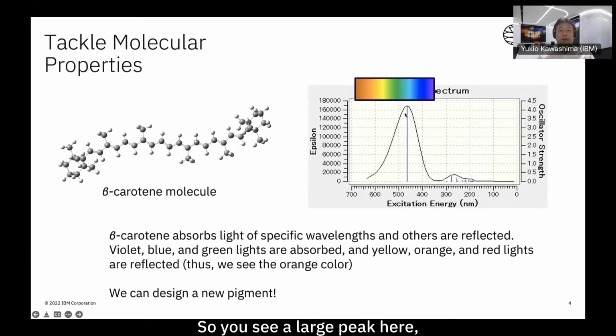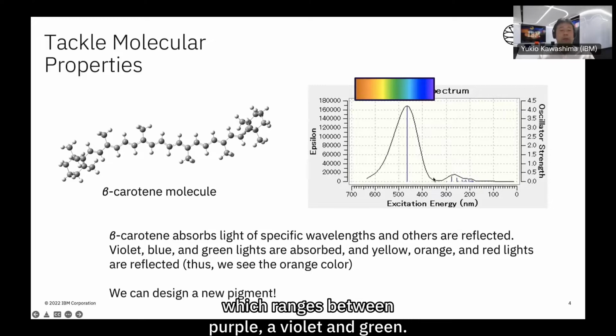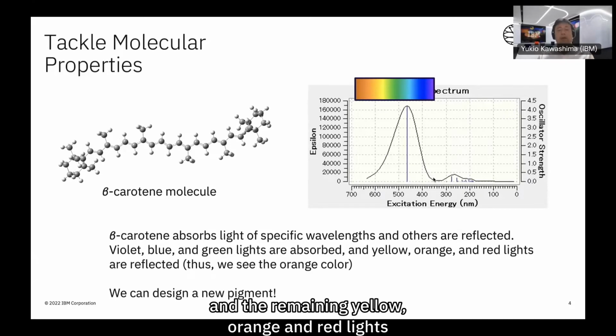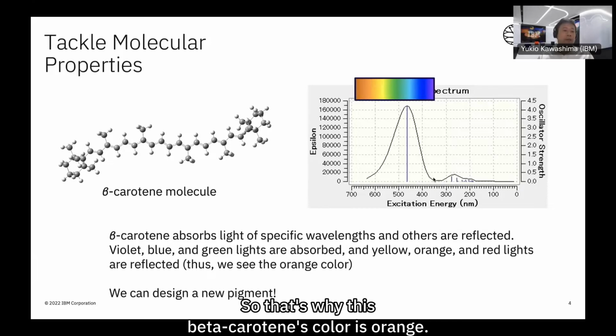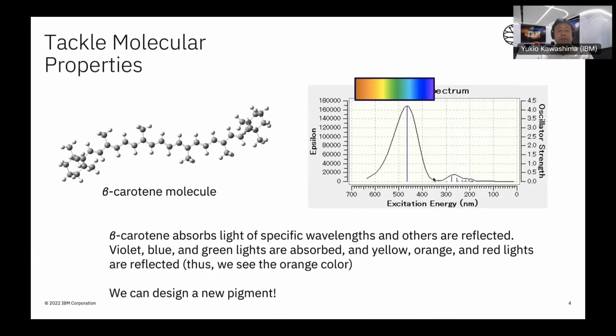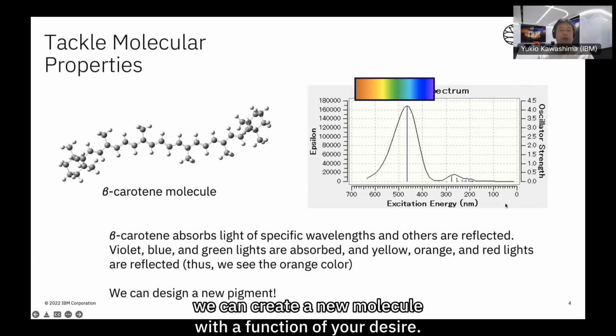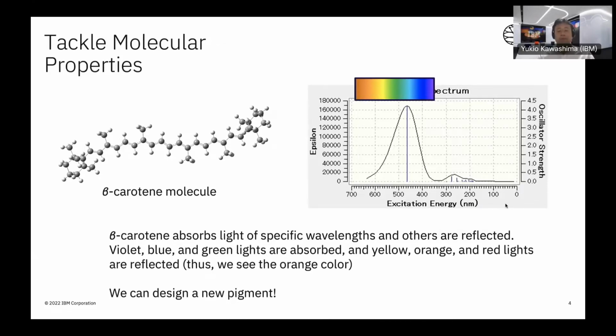So you see a large peak here, which ranges between purple, violet, and green. So the violet, blue, green lights will be absorbed by this molecule. And the remaining yellow, orange, and red lights will be reflected. So that's why this beta-carotene's color is orange. We can use quantum chemistry simulation to investigate various molecular properties. And also we can create a new molecule in our computer, and by tuning the properties and functions of the molecule, we can create a new molecule with a function of your desire.